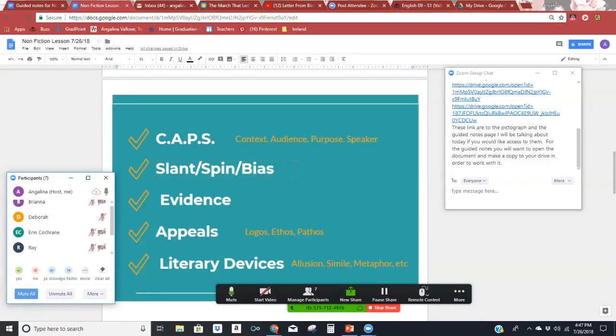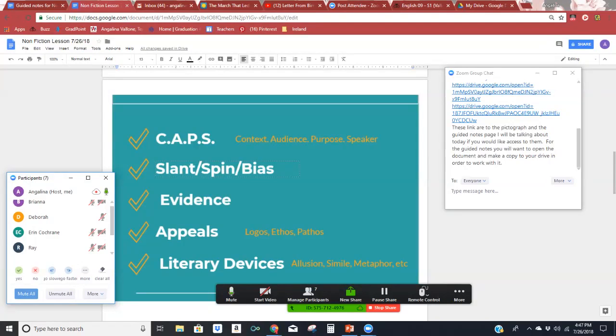And then we need to know who the audience is. Who does the author intend to tell this information to? Because they're going to tell us certain things based on the audience that they're speaking to. And then what is the author's purpose? And what does the speaker think about all these things? What might have influenced their thinking, their words, all of those things. So it's really important to establish CAPS at the very beginning.